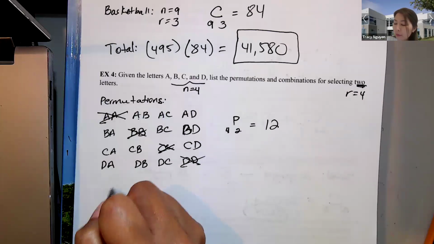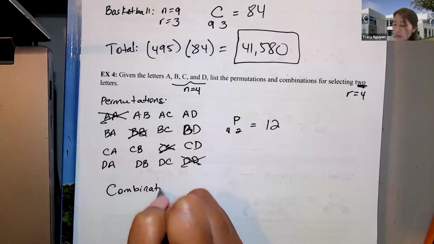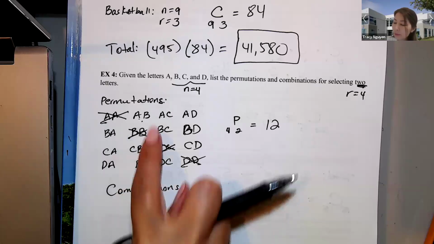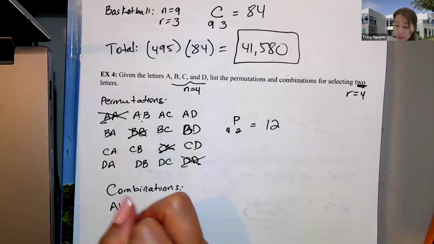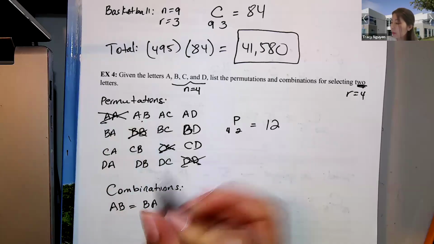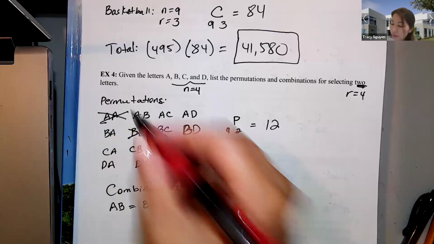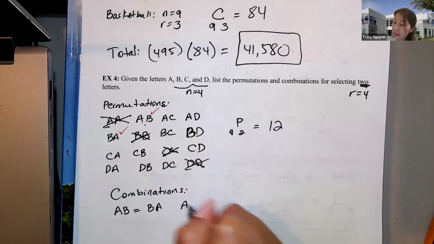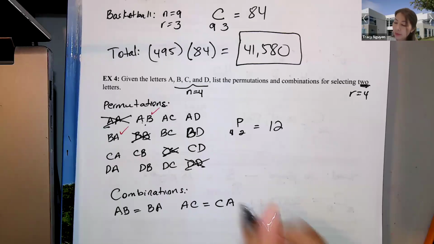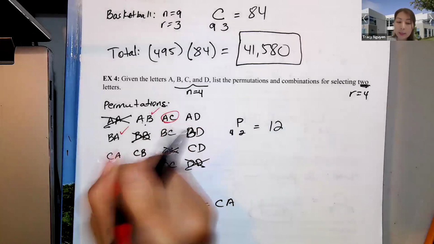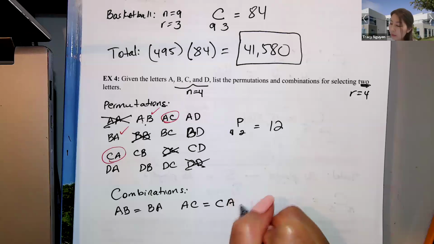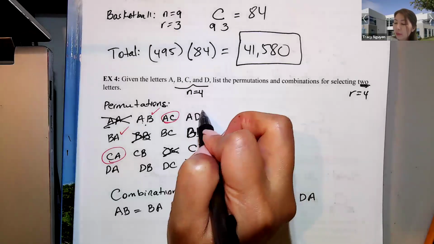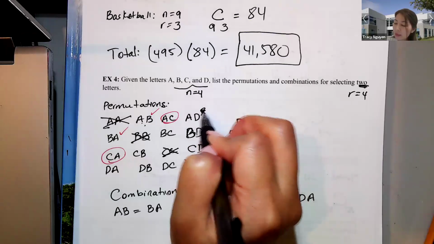Now for combinations, what we have is AB, that's the same as BA. So AB is the same as BA, meaning that these 2 are counted as one combination. Next, we have AC, that's the same as CA. So these two are the same. AD is the same as DA. So you kind of get the idea of what we have here.